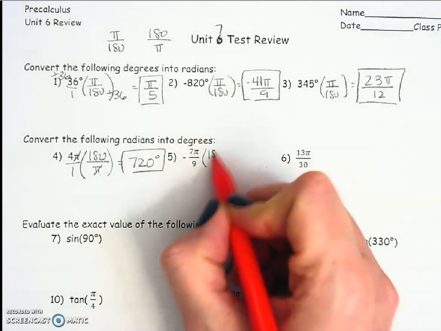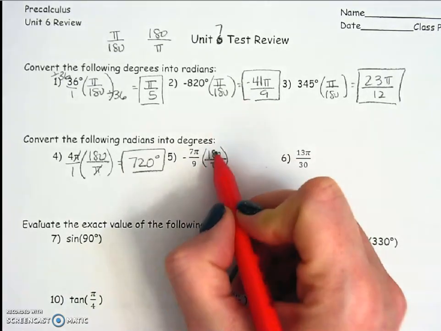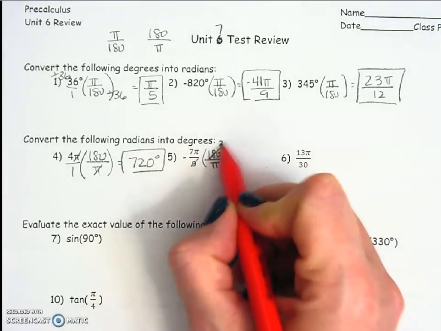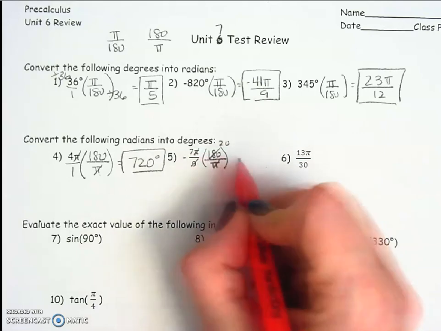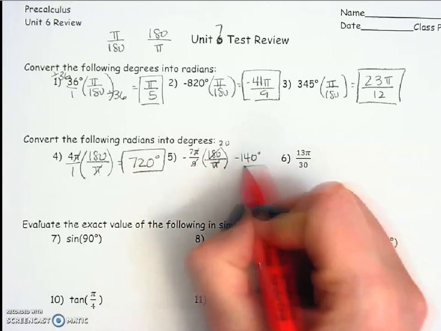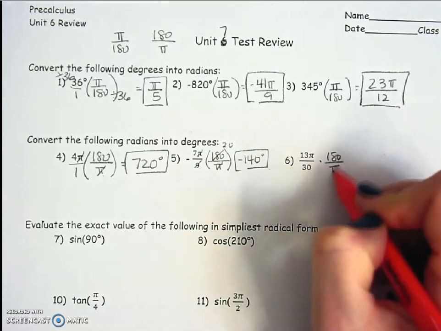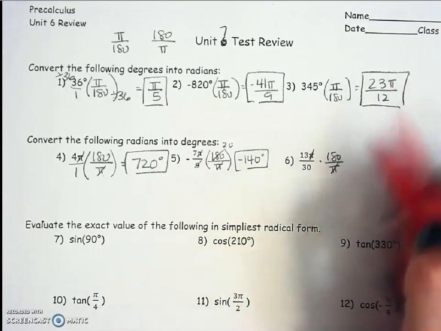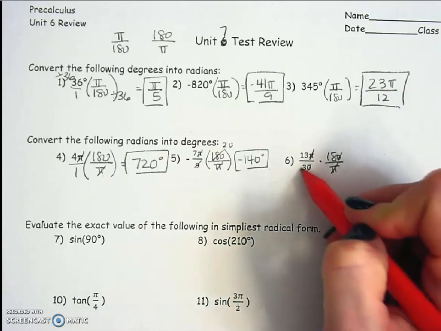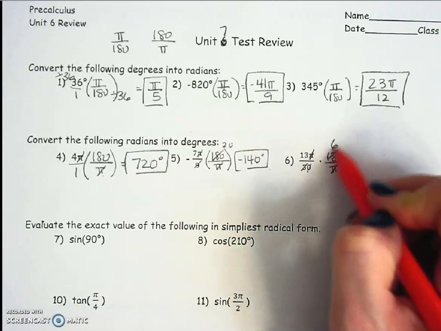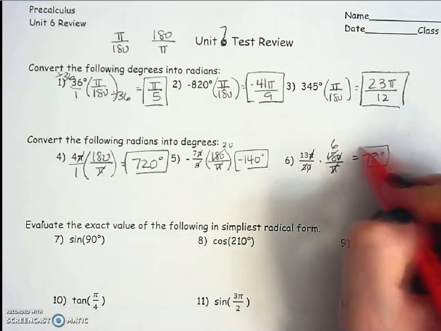7 pi over 9, we're going to multiply by 180 over pi. 9 goes into 180 20 times. My pi's cancel, 20 times 7, then multiplying across is negative 140. And then here again times 180 over pi. My pi's cancel. I can cancel these zeros because I'm basically dividing by 10. 3 goes into 18 6 times, and now 13 times 6 is 78 degrees.